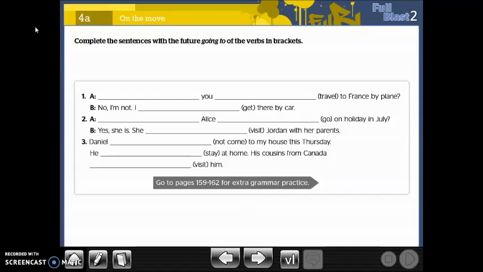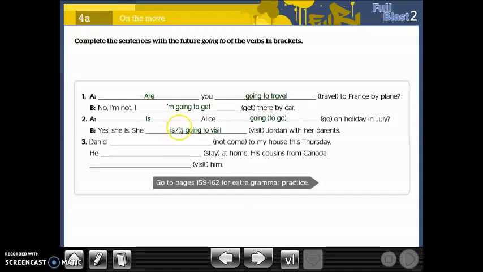Page 51. Look at this sentence. Are you going to travel to France by plane? No, I am not. I am going to get there by car. Number 2. Is Alice going to go on holiday in July? Yes, she is. She is going to visit Jordan with her parents.